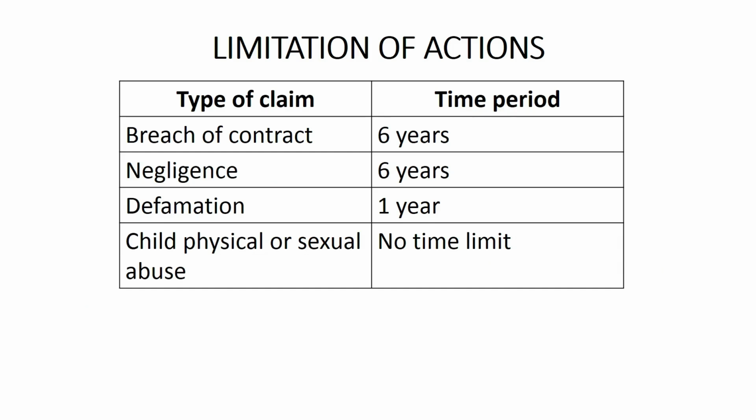Different time limits apply for different types of civil action. For example, where a plaintiff sues a defendant for breach of contract, then the plaintiff must bring their action, that is, sue the defendant, within 6 years of the breach of contract. Where a plaintiff sues a defendant for negligence, then the plaintiff must bring their action within 6 years of the plaintiff suffering loss as a result of the defendant's negligence. Where a plaintiff sues a defendant for defamation, then the plaintiff must bring their action within 1 year of the publication of the defamatory statement.